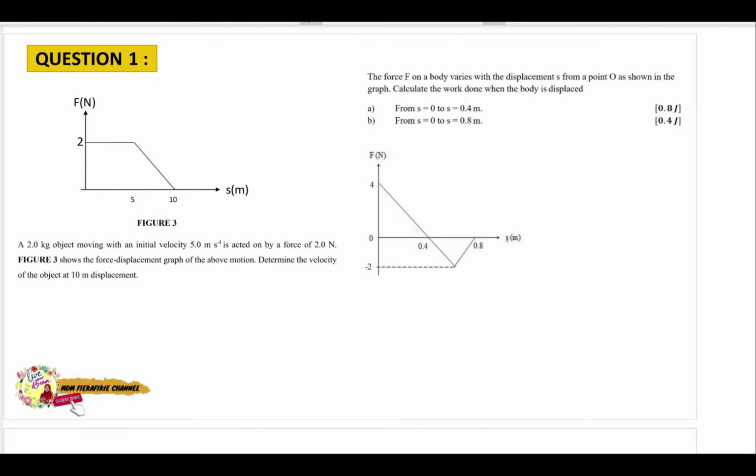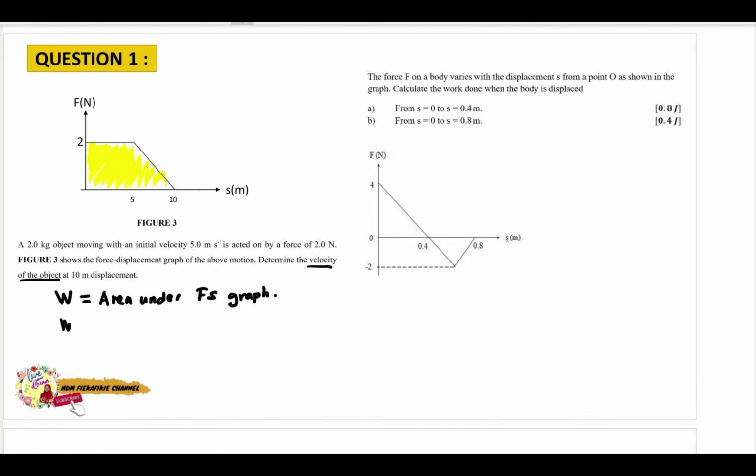Okay, so this is very easy. If we have a graph of F against S, so the area of graph F against S is actually the work done. Okay, so soalan minta kita kira velocity of the object. Okay, so velocity of the object, so we need to find first what is the work done. And we need to use the work energy theorem. So the work done is equal to area under Fs graph.